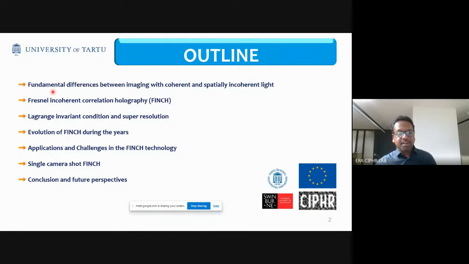First, I will explain some of the fundamental differences between imaging using coherent and spatially incoherent light. Coherent sources, as you probably know, are laser-like sources, which are spatially and temporally coherent. Spatially incoherent light comes from LEDs or even natural light. After this, I will introduce the core concept, which is Fresnel incoherent correlation holography. I will talk about how it changed the field of imaging.